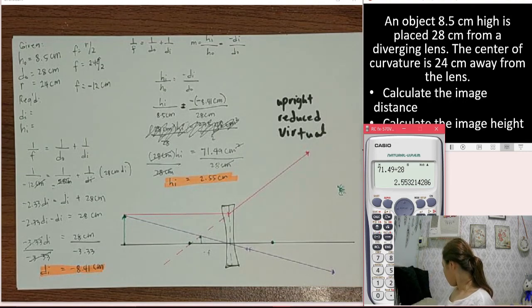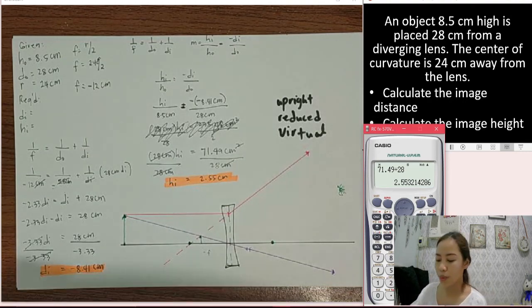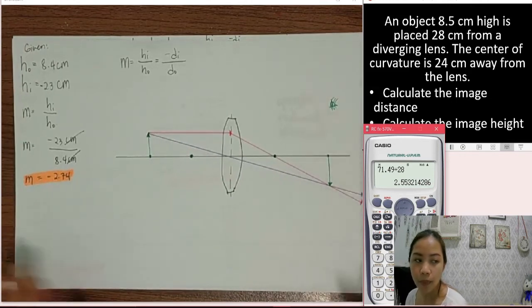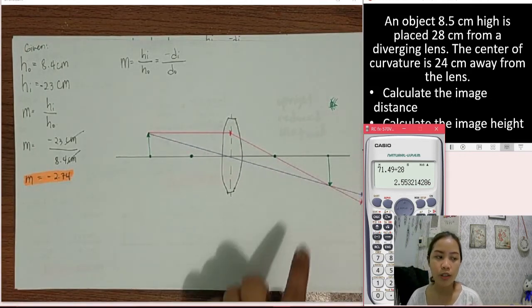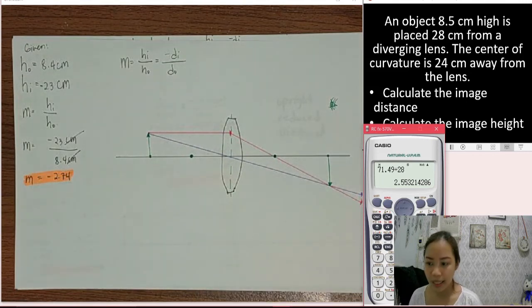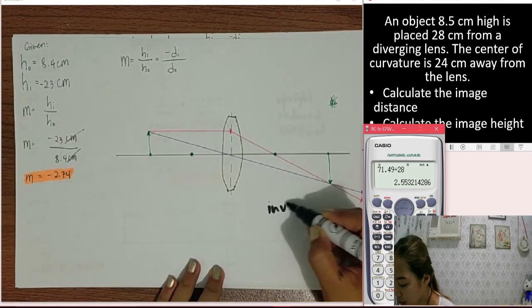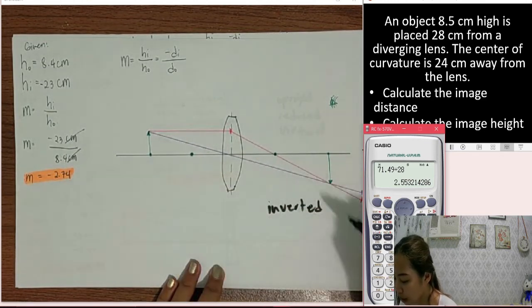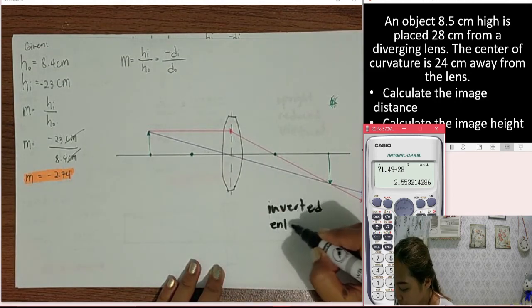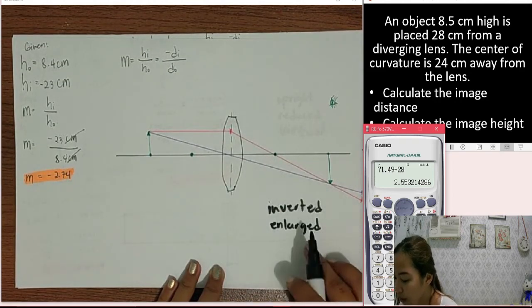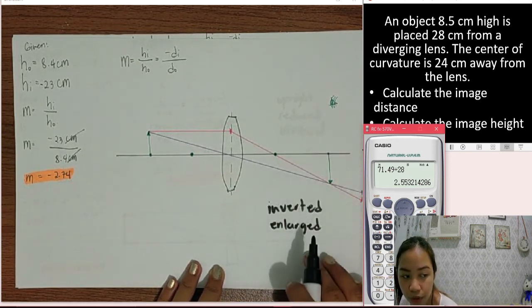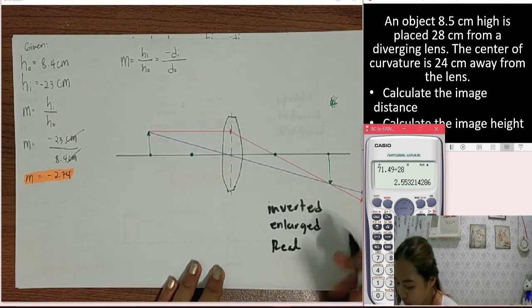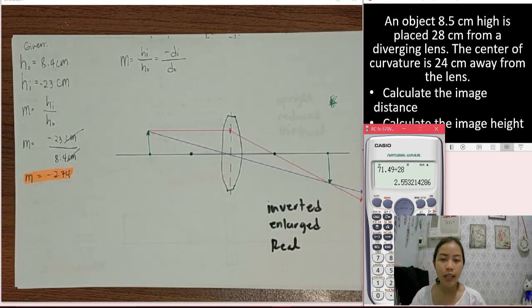Now, if we go back to our previous problem, what image did we form? This is below the optical axis. So, meaning, what is it? Inverted. Inverted. And then, this is larger compared to the object, meaning enlarged. And this is located on the side of the observer, meaning real. So, that is the image we formed using the converging mirror. So, this is in our previous problem.